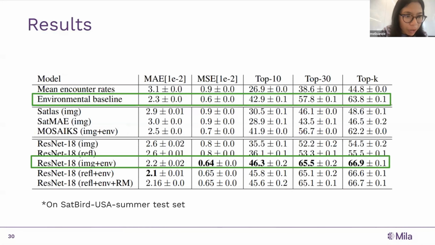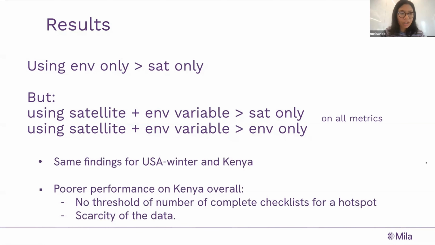So if we go back to the table, the environmental baseline is pretty good. But if you add satellite imagery on top of the environmental variables, then you get a boost in performance. I showed this table for the US summer dataset, which is where we have most data, but we have similar findings for the US winter dataset and for Kenya.